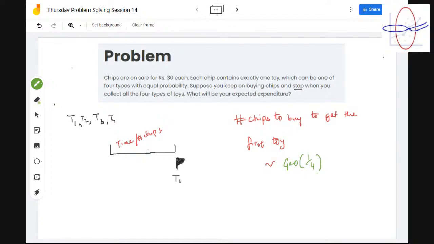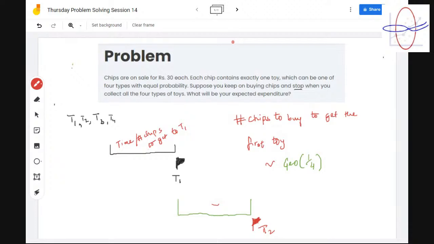Now you have bought the first toy. As Tishika has told, let's go to the second case. Given that you have bought the first toy, now you need to go to the second toy, T2. This is a beautiful property of the geometric distribution we are using. It's called the memoryless property.